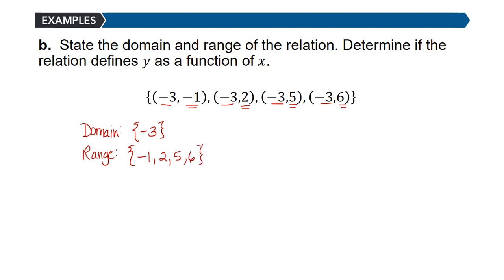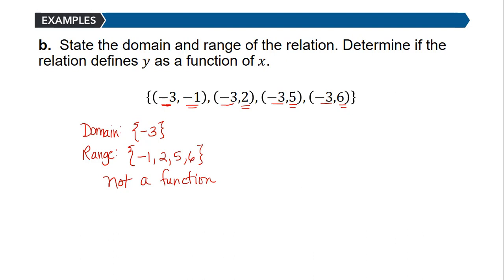So is this a function? I'm asking myself, how many output values does each input value correspond to? Well, -3, in fact, is my only input value, right? It's repeated in each of these ordered pairs. So -3 actually corresponds to 4 different output values, which contradicts the definition of a function. So this relation is not a function.